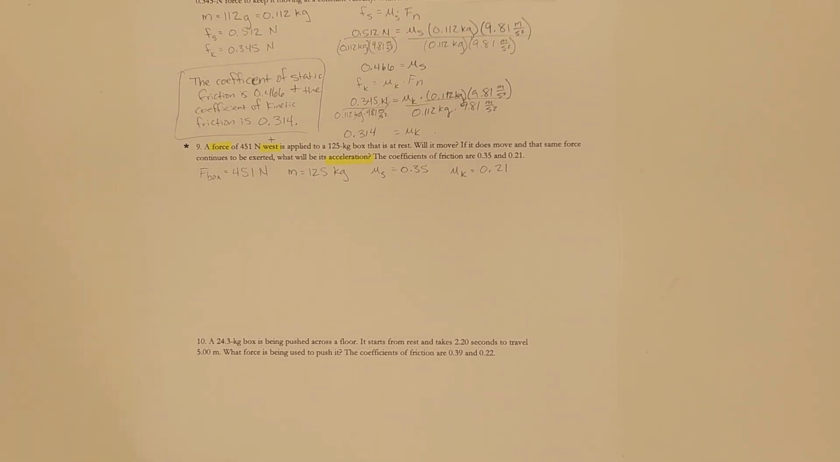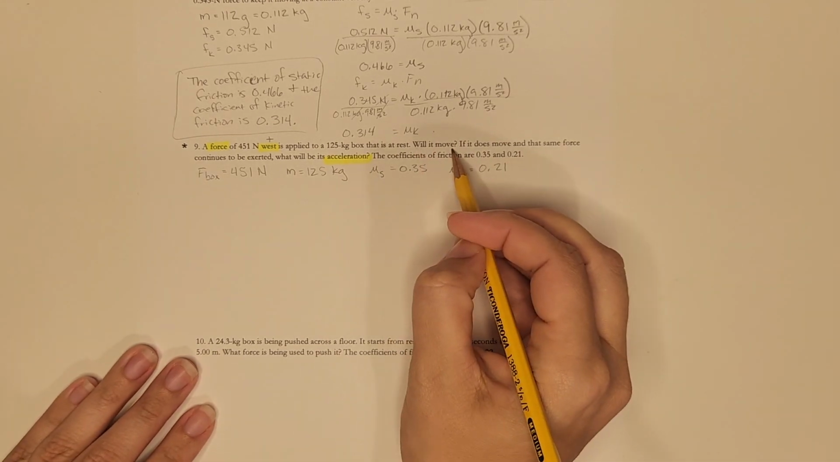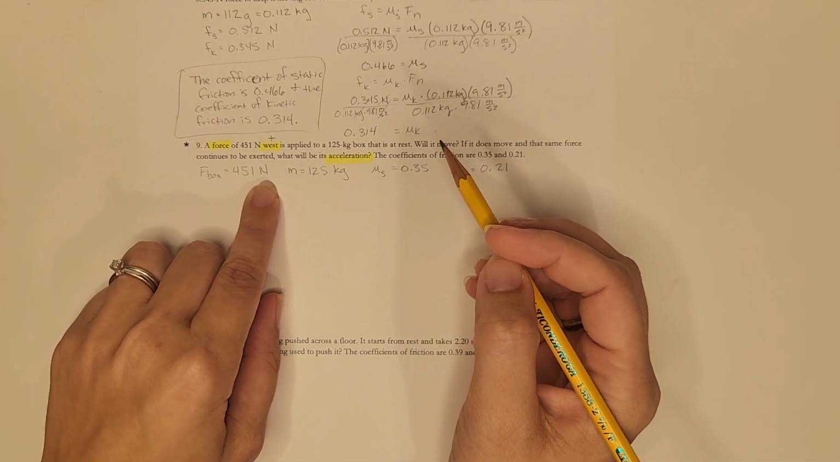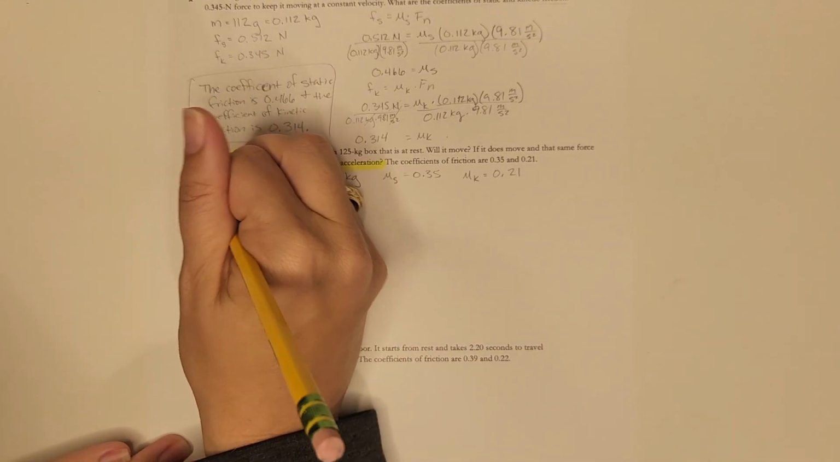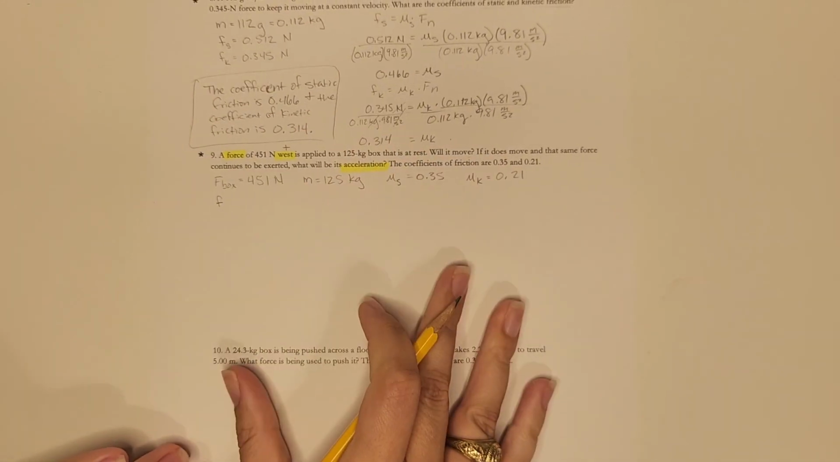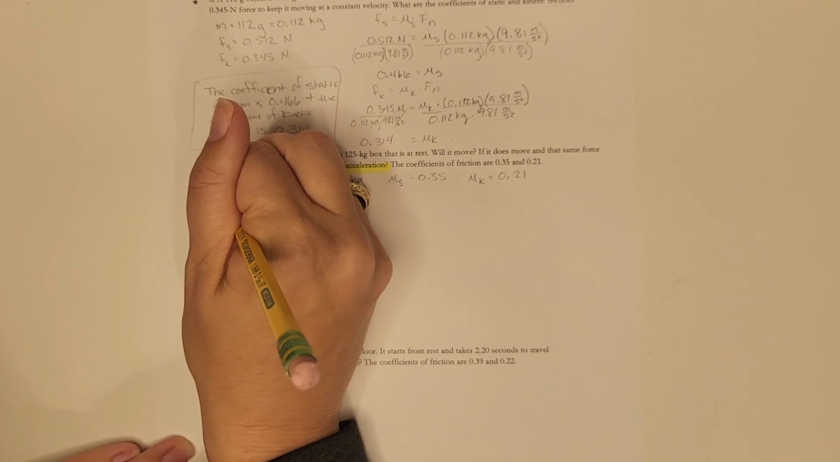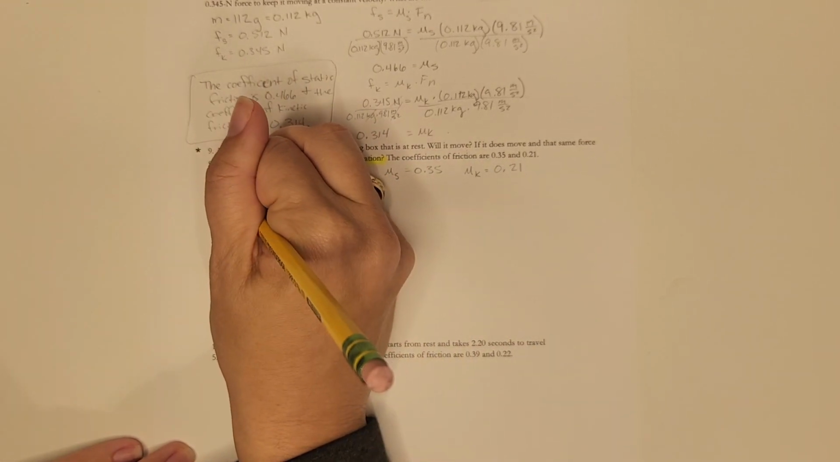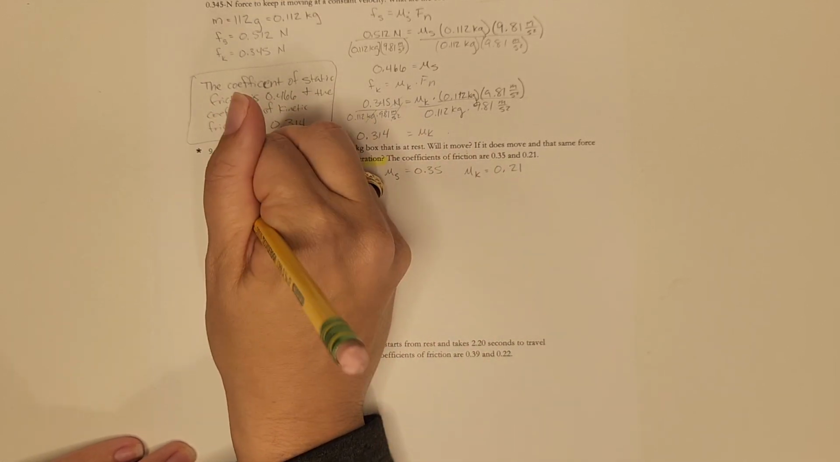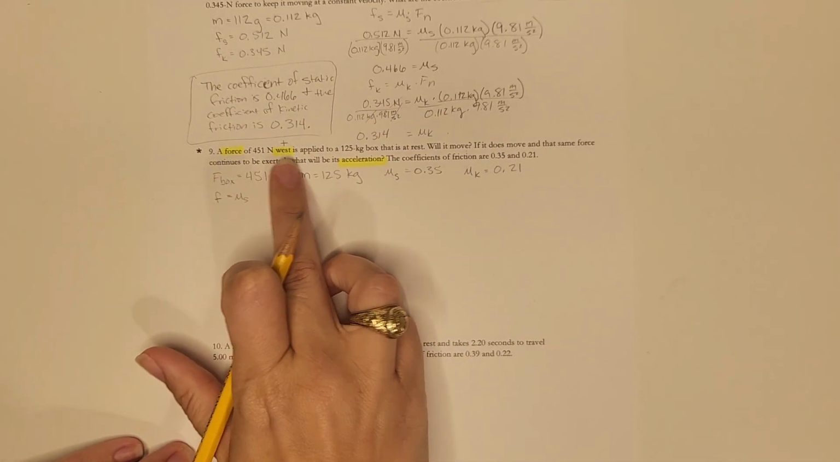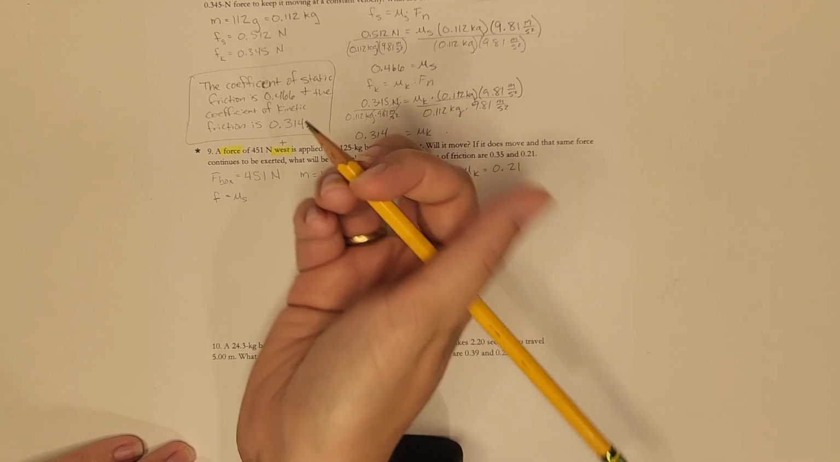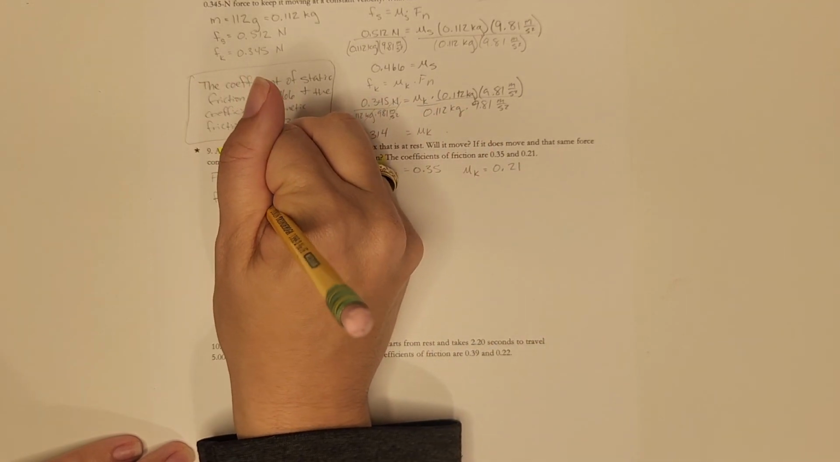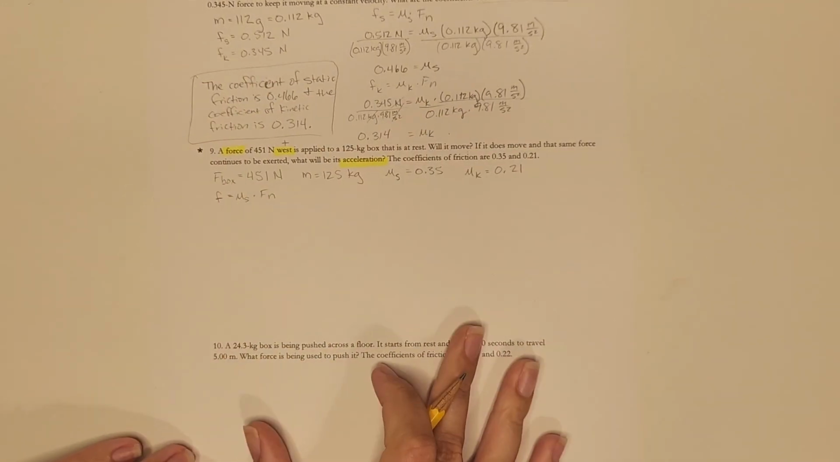So first, we need to know, will this box move with this force that is applied to it? Let's use our equation that is for force and friction. So my force equals my mu. We're going to do the static first to see if the box will move from rest, times my normal force.